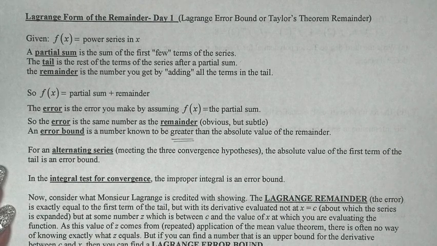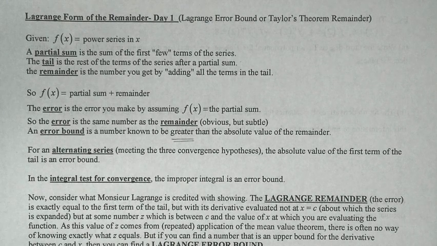In the past, we have seen this for alternating series. We know that if your series meets the three convergence hypotheses, then the absolute value of the first truncated term is going to be your error bound. On the other hand, we also saw this for the integral test for convergence. We know that the improper integral will give you a value that will help you find this error bound.